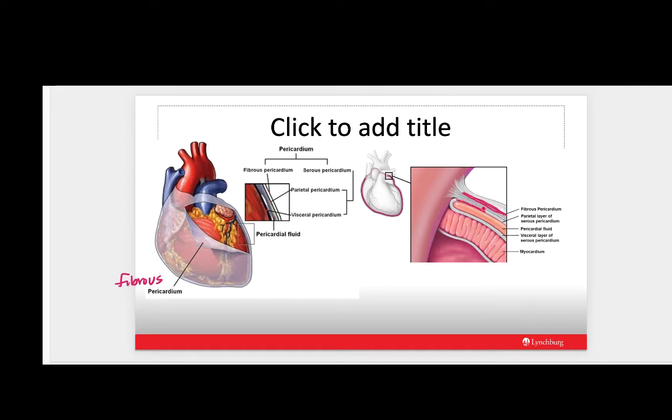This is going to be the parietal layer of our serous pericardium. Then we're going to have our fluid, which is going to be here, our serous fluid that happens to be located between the parietal layer and visceral layer. So now our next layer in is going to be the visceral layer of the serous pericardium. This also forms the most external layer of the heart wall, okay, otherwise known as the epicardium. Okay, so the most external layer of the actual wall of the heart.